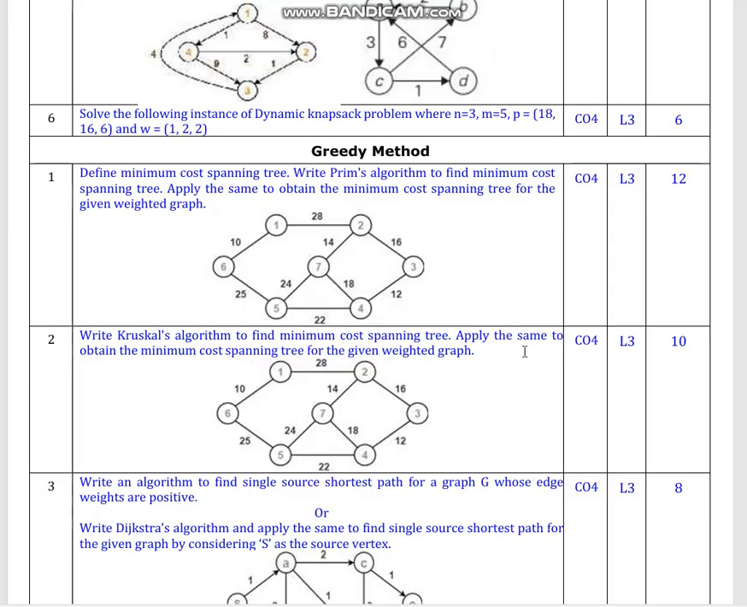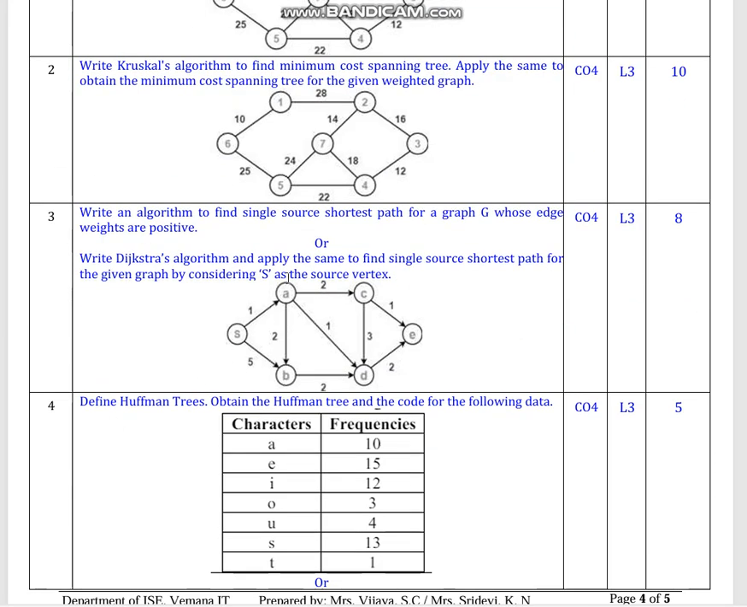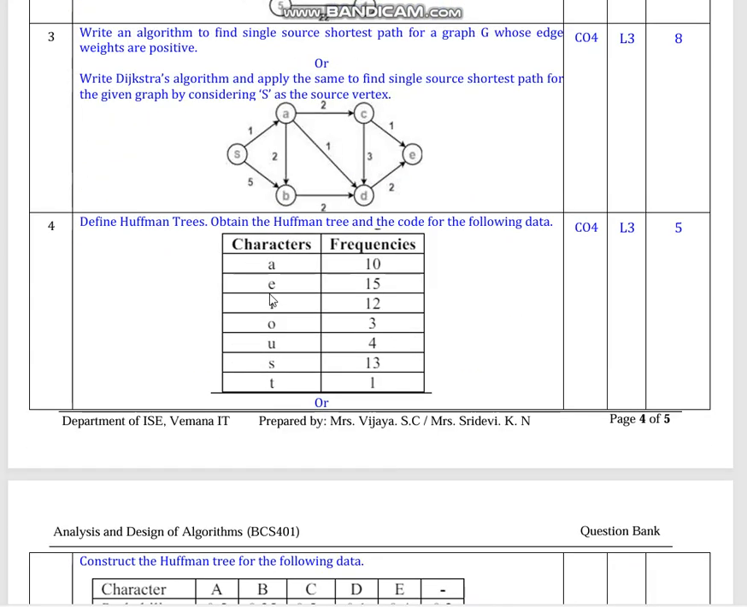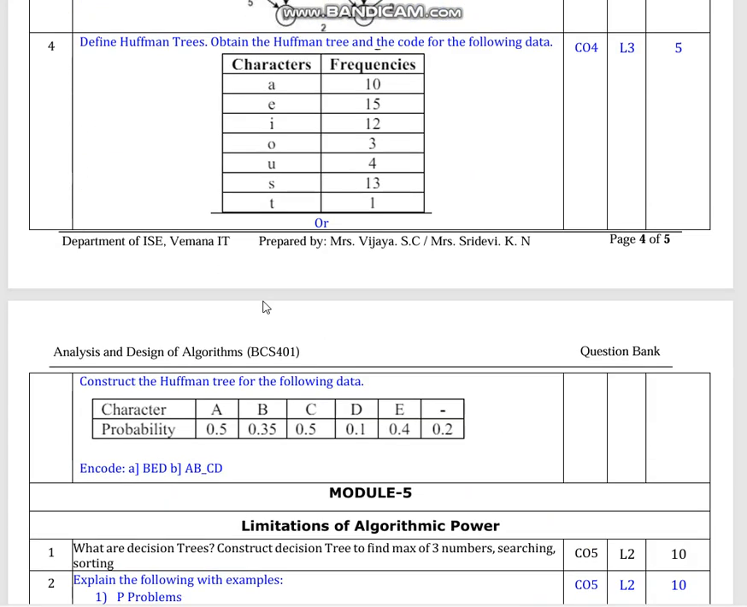So in the greedy method, you may get a question on finding the minimum spanning tree using Kruskal's algorithm or Prim's algorithm, and how to find the shortest path using Dijkstra's algorithm, and how we are going to construct the Huffman tree for a given string.